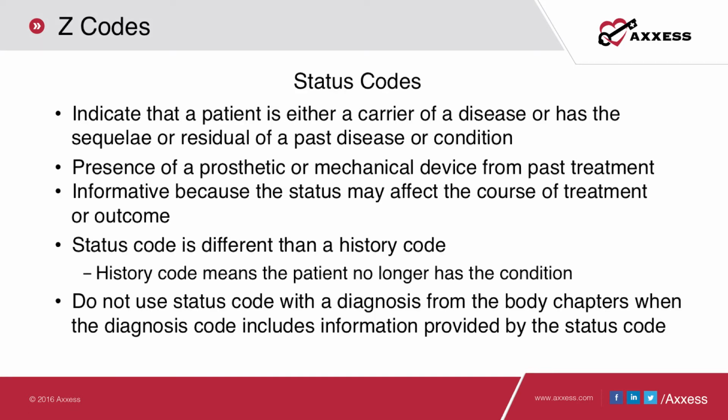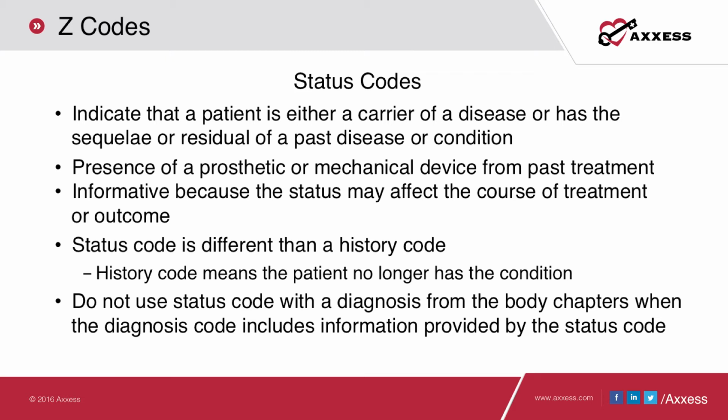Status codes are those codes that indicate a patient is either a carrier of a disease or has the sequelae or residual of a past disease or condition. For example, the presence of a prosthetic or mechanical device from past treatment. Maybe they had a heart valve replacement and now they have a mechanical heart valve. Perhaps they have a cardiac pacemaker or some other medical device, and the past treatment and follow-up from that's already resolved, but we need to show that they have this particular device implanted.